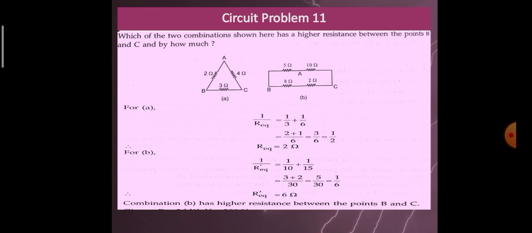Now for the circuit B, we have 5 ohm and 10 ohm in series, and 8 ohm and 2 ohm in series, but these two are parallel to each other. Therefore, 5 plus 10, 15, and 8 plus 2, 10 ohm, which are in series connection. Now we need to calculate the equivalent resistance in parallel, which is 1 by 10 plus 1 by 15. On simplification, we get 5 by 30, which is equal to 1 by 6, or R prime equivalent is 6 ohm. The combination B has a higher resistance between the points B and C.